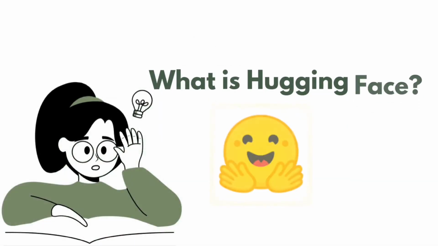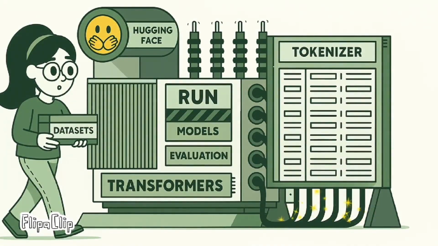So what is Hugging Face? Hugging Face is an open source community that maintains the transformers and datasets libraries, giving you instant access to hundreds of pre-trained language models, tokenizers, and data pipelines. We're using it here because it makes loading QNLI, tokenizing text, initializing models like DistilBERT, and running training or evaluation as simple as writing a few clear lines of code.